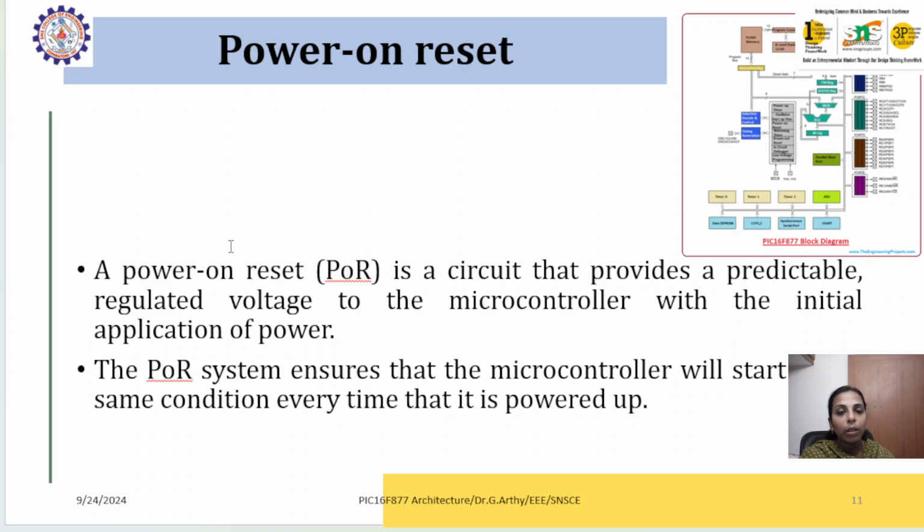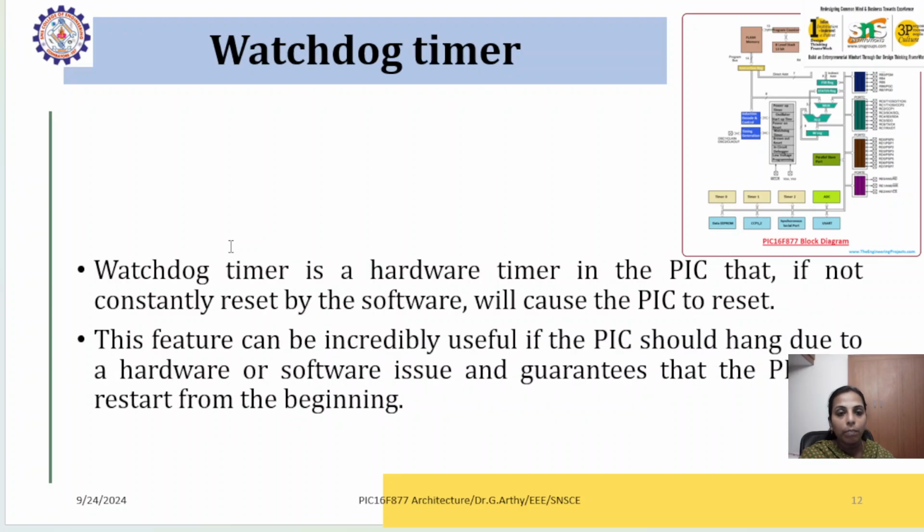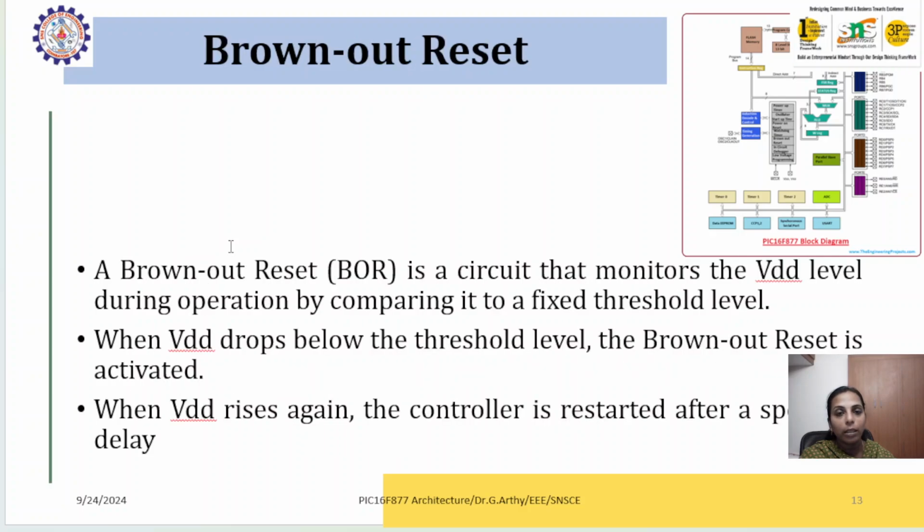Next is power on reset. Power on reset is a circuit that provides a predictable regulated voltage to the microcontroller with the initial application of power. All these are related to timing and accuracy. Then we have the watchdog timer. It's a hardware timer in the PIC which is constantly reset by the software, otherwise it will cause the PIC to reset. If any device or part goes to sleep mode, the watchdog timer keeps watching and generates wake signals.